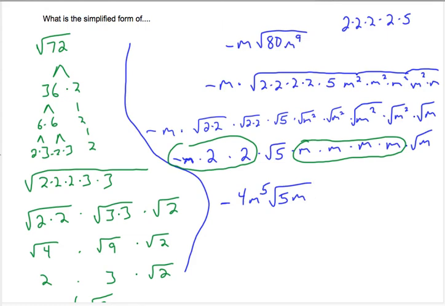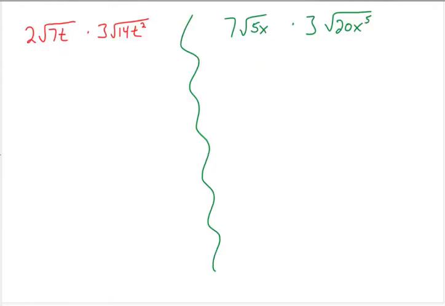Alright, let's go on to the next page here. So this is getting a little more complicated, a little more exciting. So we have 2 times the square root of 7t times 3 times the square root of 14t squared. So again, the fact that this 2 is touching the radical sign just means multiplication, so we can kind of break that up to look like this. Oops, times square root of 14t squared.